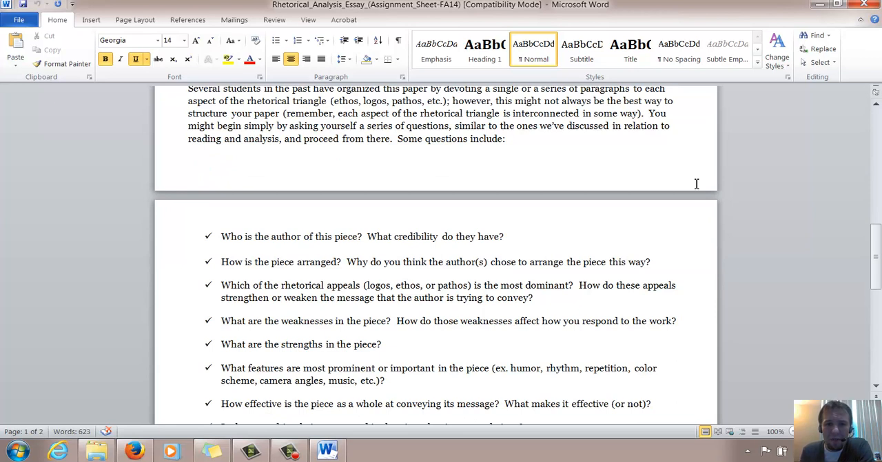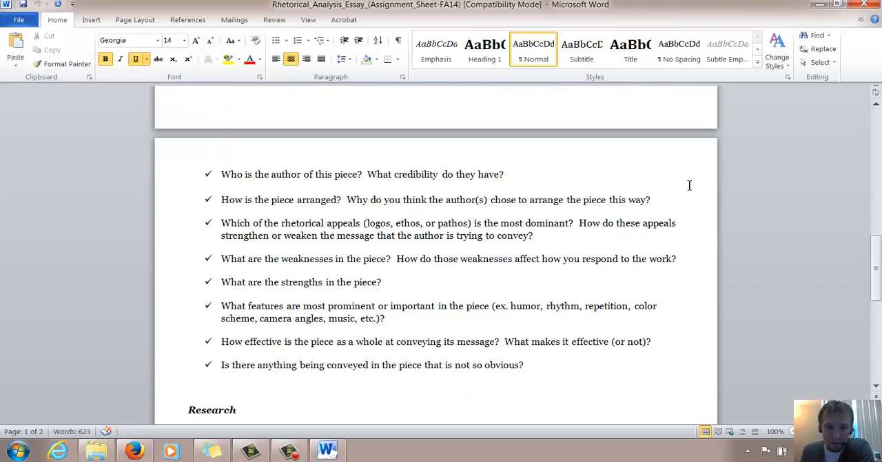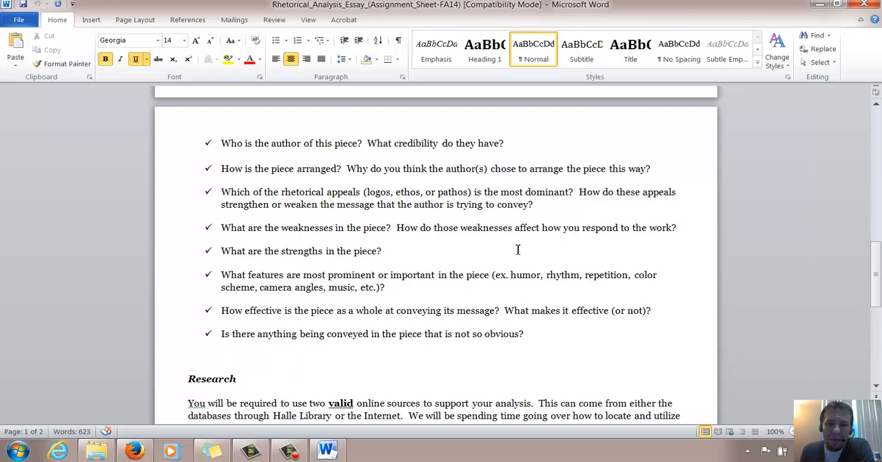Who is the author of the piece, and what credibility do they have? How is the piece arranged? Why do you think the author chose to arrange the piece this way? Which of the rhetorical appeals is the most dominant, and how do they strengthen or weaken the message? What are the weaknesses? How do those affect your response? What are the strengths? What features are the most prominent or important? How effective is the piece as a whole? Right? So another claim you can make is, I think this commercial is really persuasive at getting me to buy this product, because why? Give us some examples. Is there anything being conveyed in the piece that is not so obvious? So something that's a little bit more under the surface.